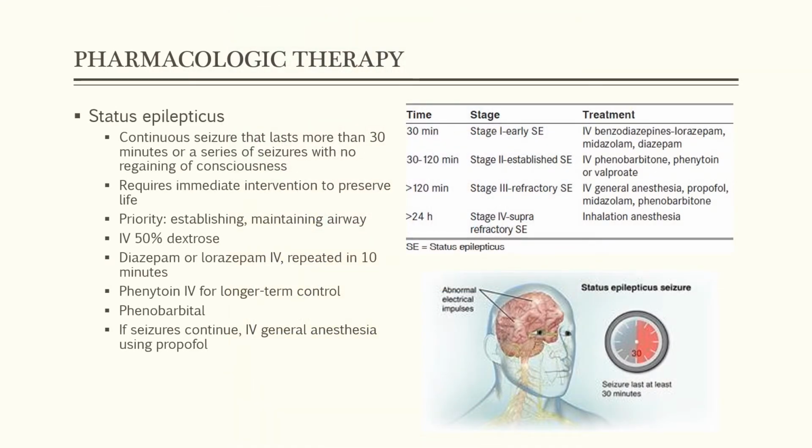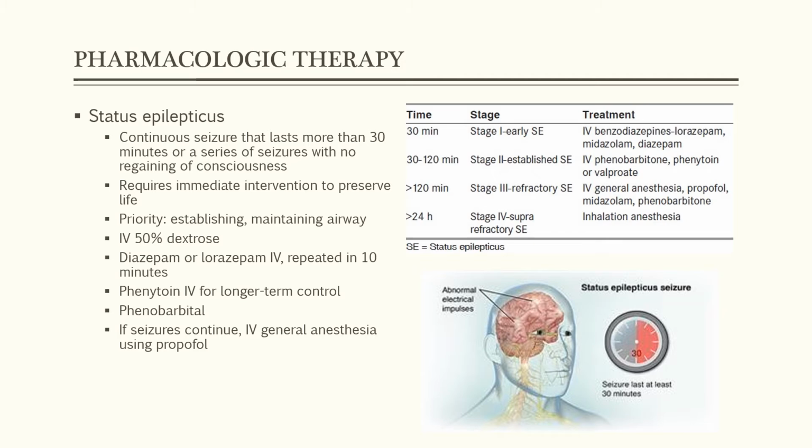Now we would like to go on and talk a little bit more about status epilepticus. We said already that it's a continuous seizure. That means that it lasts for more than 30 minutes or a series of seizures during which time consciousness is not regained. Status epilepticus requires immediate intervention to preserve life. Establishing and maintaining the airway is a priority. A solution of 50% dextrose is administered intravenously to prevent hypoglycemia.